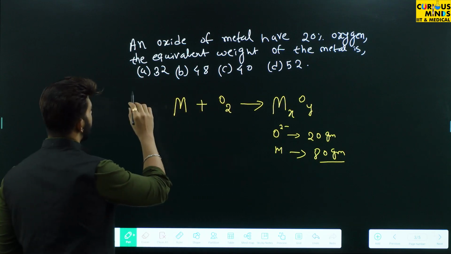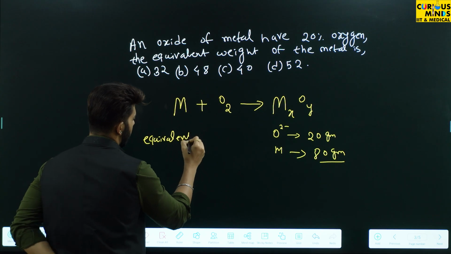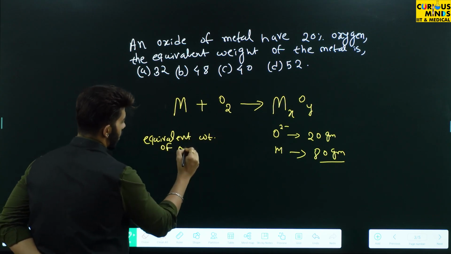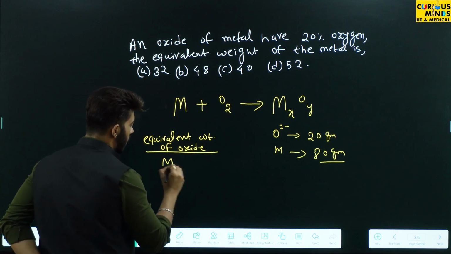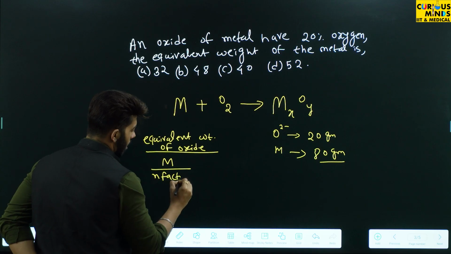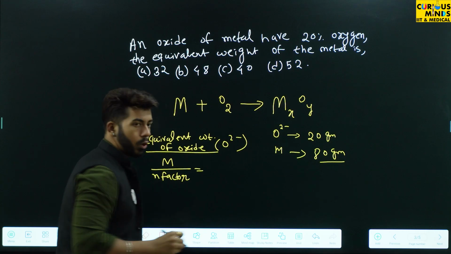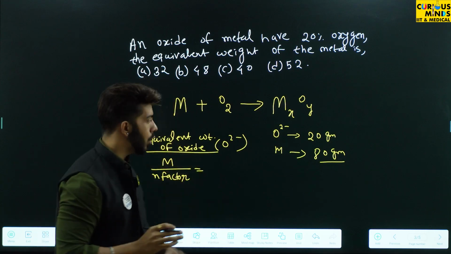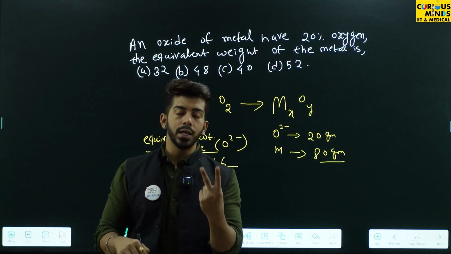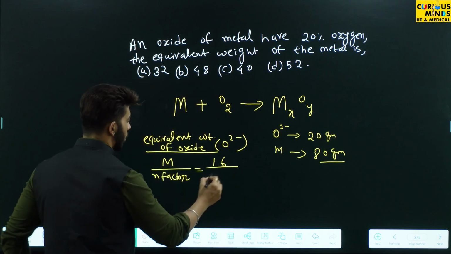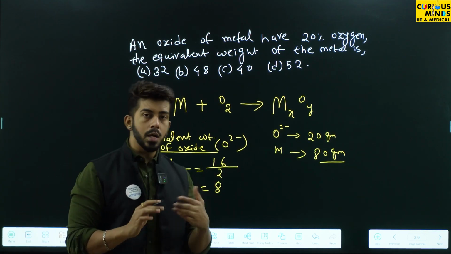Now here it is given oxide. So do you know what is the equivalent weight of oxide? The equivalent weight of oxide will be molecular weight by n factor. What is the molecular weight? Because it's O, oxide, it's O2 minus. So obviously the atomic weight is 16 for a single oxygen atom. So it is 16 by 2 minus, which means it has gained 2 electrons. So the n factor will be exactly 2. So the equivalent weight of any random oxide is 8, right? Equivalent weight is 8.